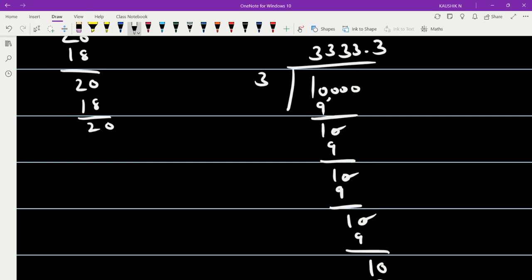Now tell me, after the decimal point, what is the value you have? After the decimal, what is the value you got? 3. It is neither 5 nor more than 5, it is less than 5. So in this case, round off is not possible.